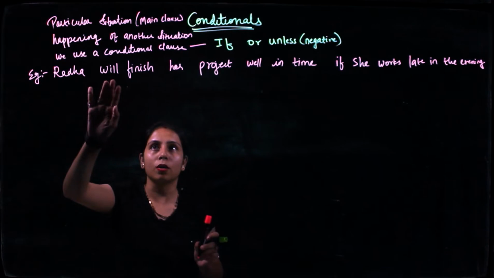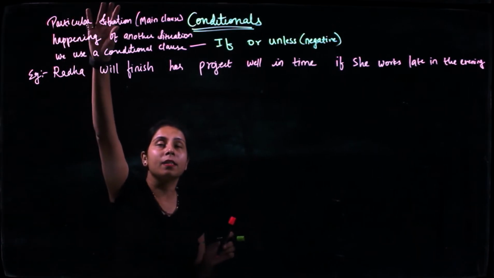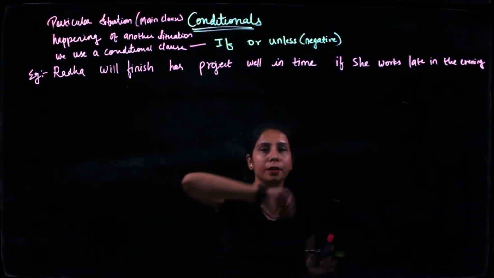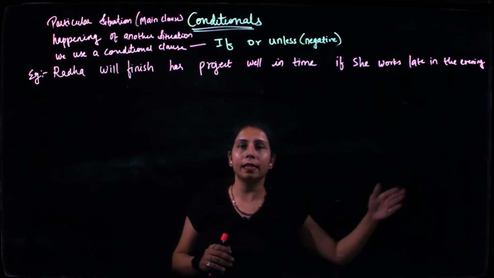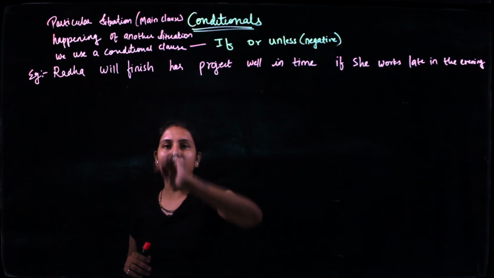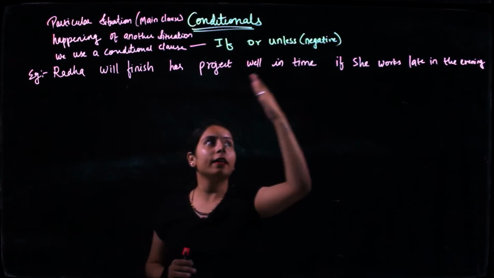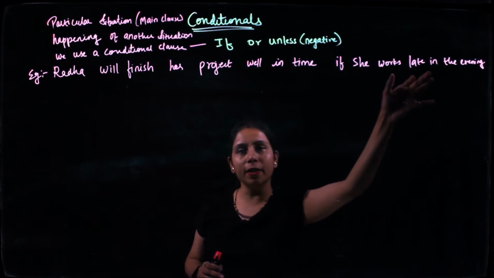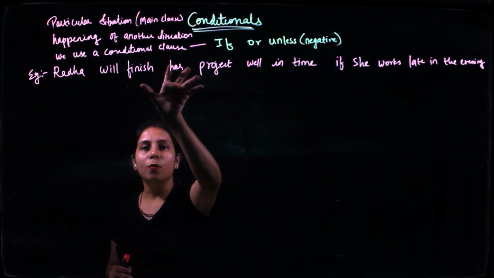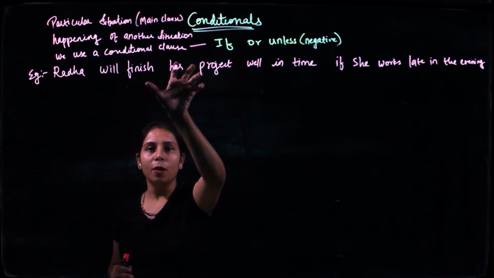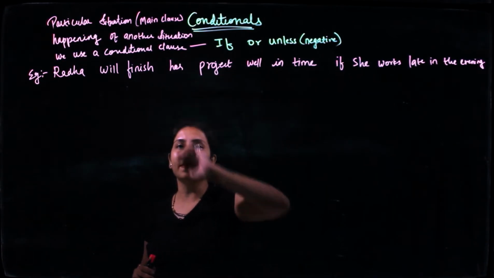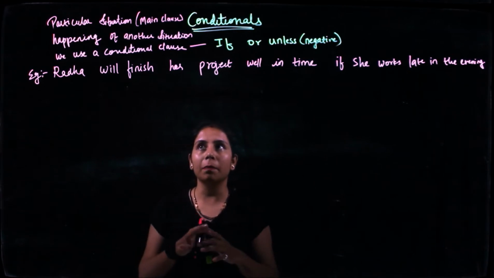This is the main happening, the particular situation, we call it the main clause. Now we are adding a particular uncertainty to it. If she works late in the evening, then only she can complete her project. So everything has been lined up on the conditional clause. If she works late, then only she can finish her project. So the conditional clause depends on the main clause, they both depend on each other.